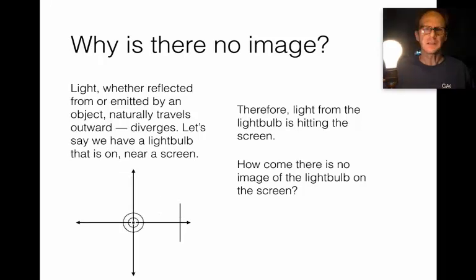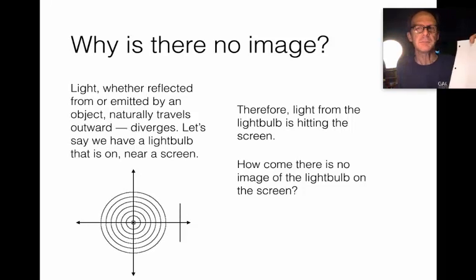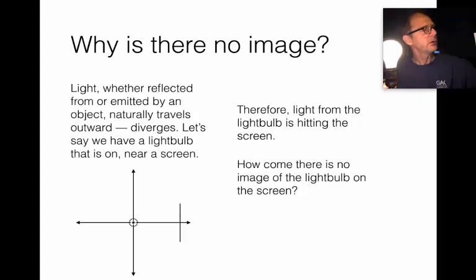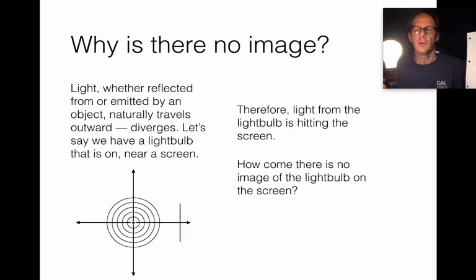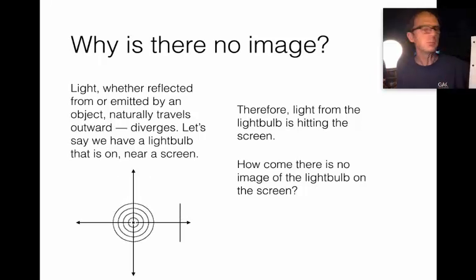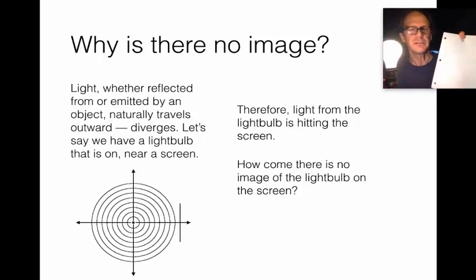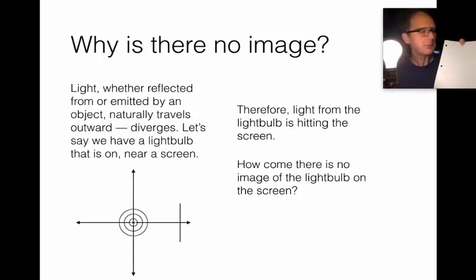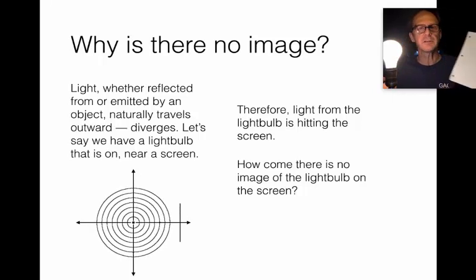And light from this light bulb is hitting this piece of paper. And so my question is, how come there is no image of the light bulb on the paper? I don't see a picture of the light bulb on the paper, even though light from the light bulb is clearly hitting the paper.